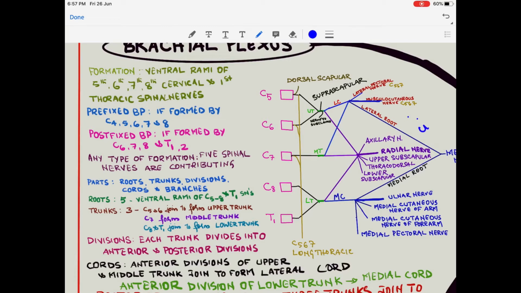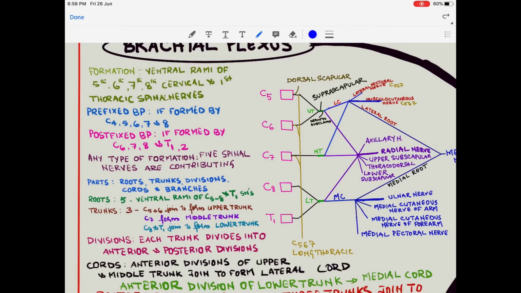They are, short form is ULTRA. ULTRA: U stands for upper subscapular, L stands for lower subscapular, which supply the subscapularis muscle. The T stands for thoracodorsal, that supplies the latissimus dorsi muscle. R is radial nerve, and the A is axillary nerve. Axillary nerve supplies the deltoid and teres minor muscle. Radial nerve supplies all the extensor group of muscles. So that is all about the branches.